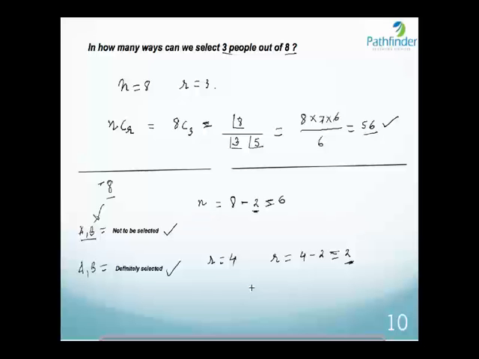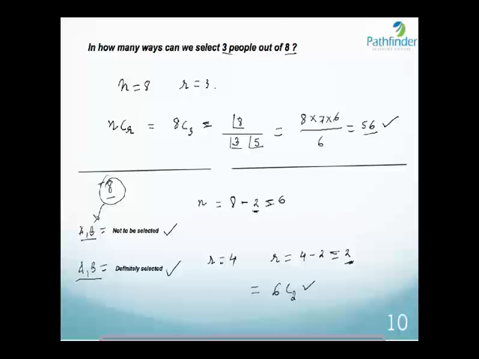In this case, the total number of people from which selections can be made will be 6, because these 2 selections are already there. So we don't have to consider them, we cannot select them twice. So there are only 6 remaining people, and we have to select only 2 people out of these 6 people. So the total selections would become 6C2.